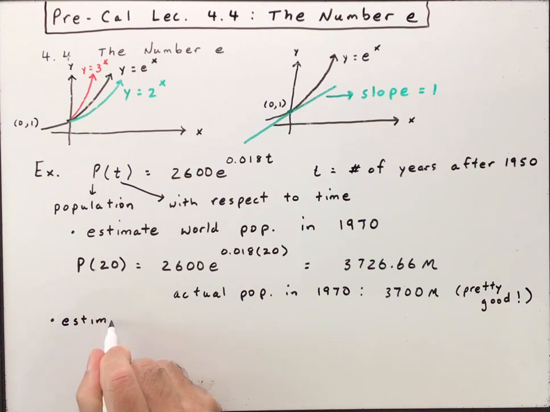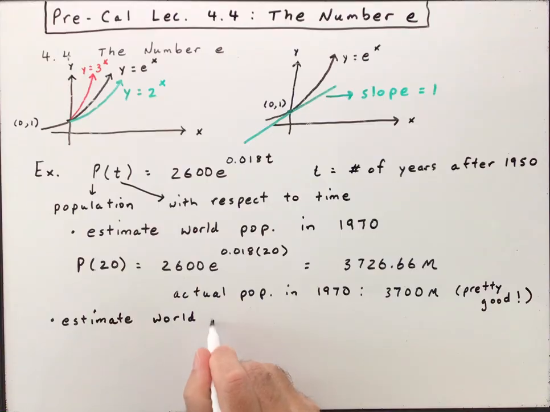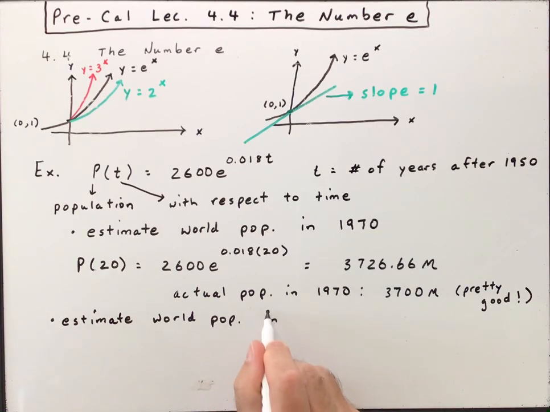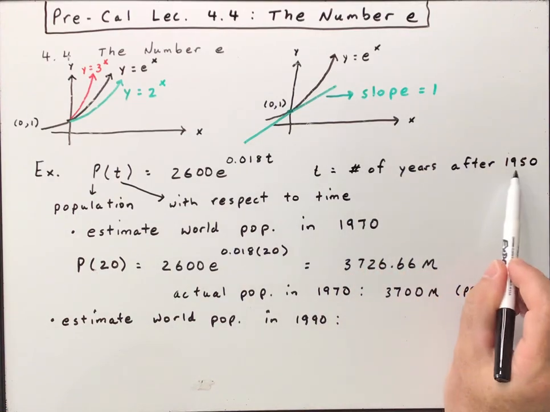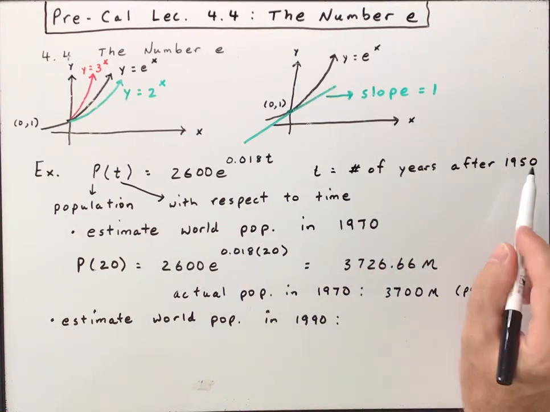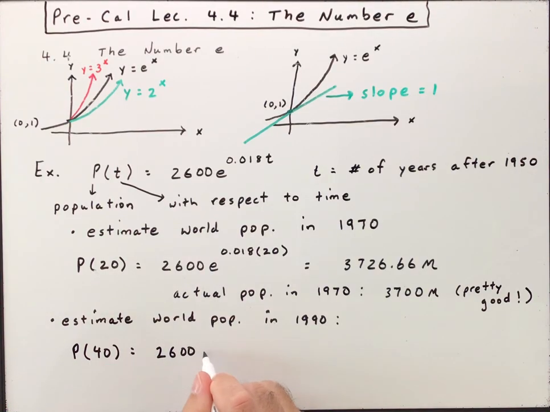So we're just going down your notes. World population in 1990. So what would be T in 1990? Well, T is number of years after 1950. So 1990 minus 1950 is 40 years. So we're going to be doing P of 40. So that's going to be 2600 times E to the 0.018, and we substitute 40 in for T.